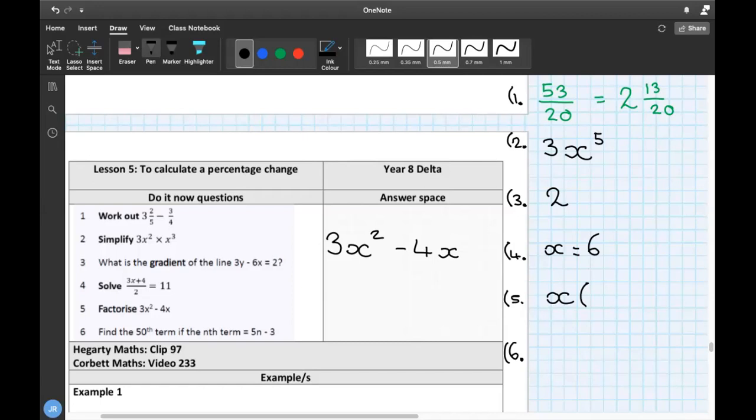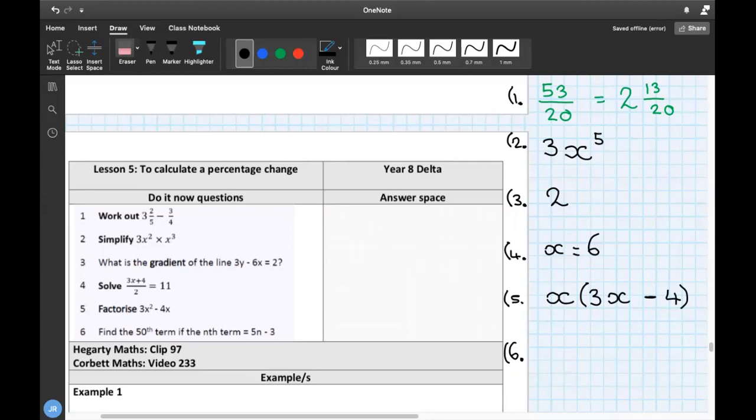Now, because I've taken out the common factor to all parts of the expression, I now work backwards. What do I multiply x by to get 3x squared? Well, x times x will give you the x squared, so x times 3x will give you 3x squared. Then, how do we get negative 4x? Well, x multiplied by 4 gives you 4x, so x multiplied by negative 4 will give you negative 4x.